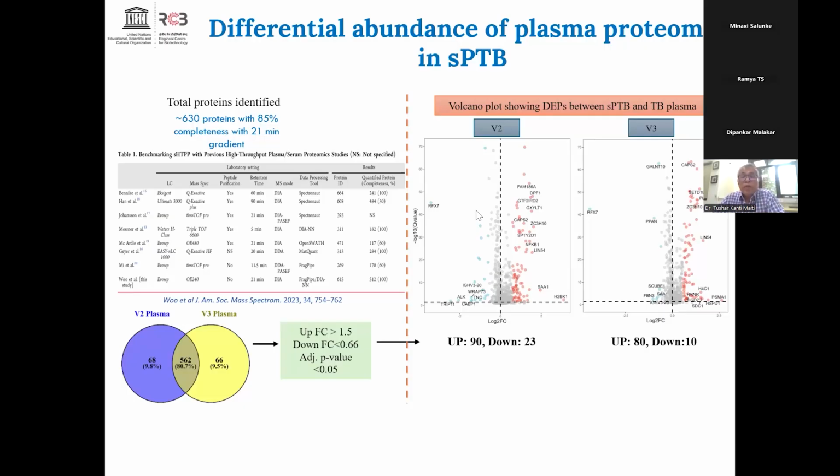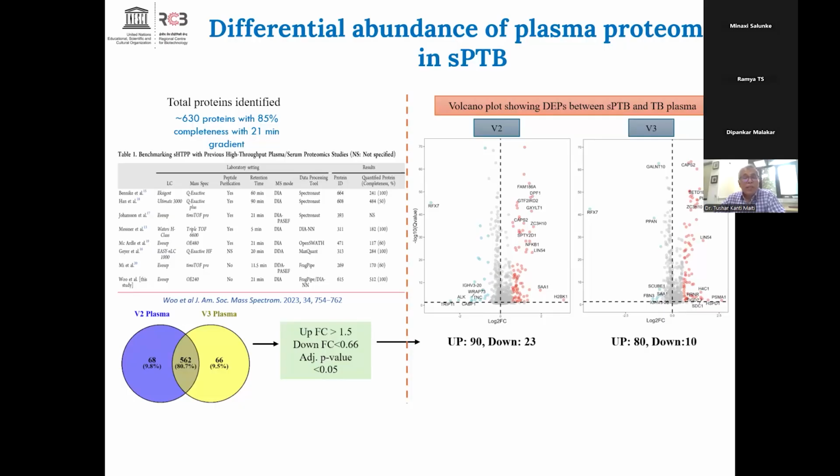When we compared the V2 and V3 time points, we saw that approximately 552 proteins are common between both time point conditions, and we considered a fold change of 1.5 as upregulated and less than 0.66 as downregulated. I have not put this information there. The data quality has already been verified and checked, and in most cases the data completeness is, as I mentioned, 85%, and the CV percentage is less than 30%.